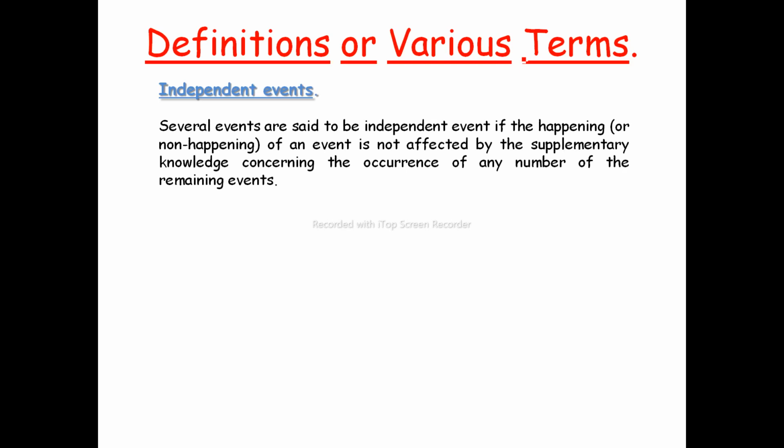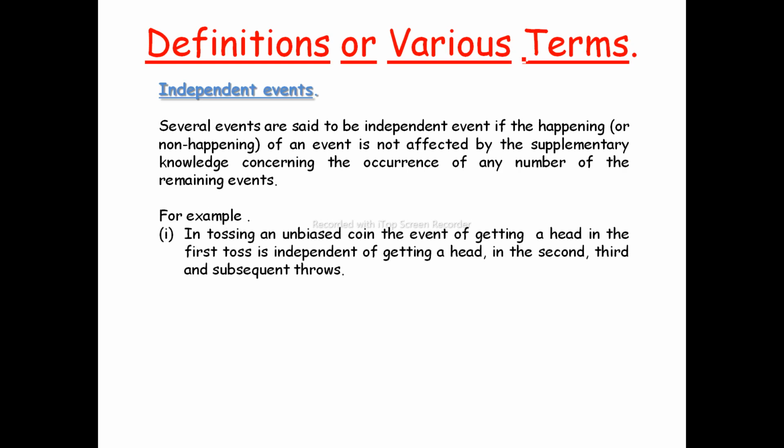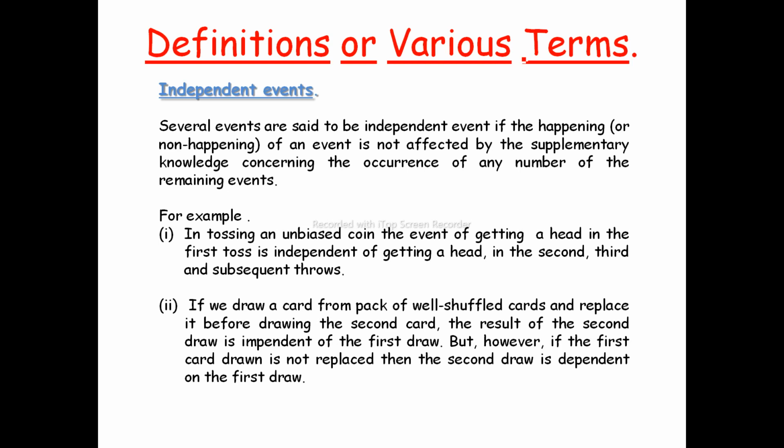Several events are said to be independent events if the happening or non-happening of an event is not affected by the supplementary knowledge concerning the occurrences of any number of the remaining events. For example, in tossing an unbiased coin, the event of getting a head in the first toss is independent of getting a head in the second, third and subsequent throws. If we draw a card from a pack of well shuffled cards and replace it before drawing the second card, the result of the second card is independent of the first draw.